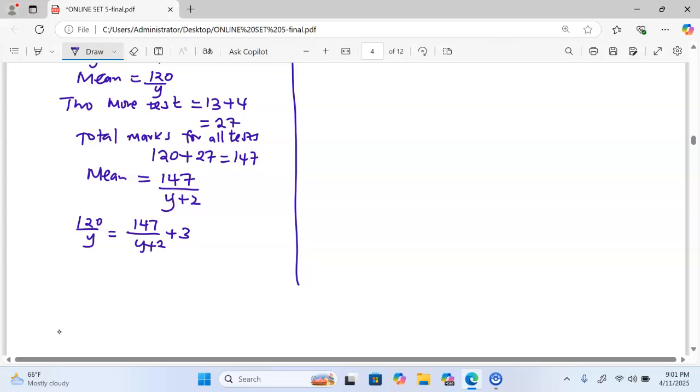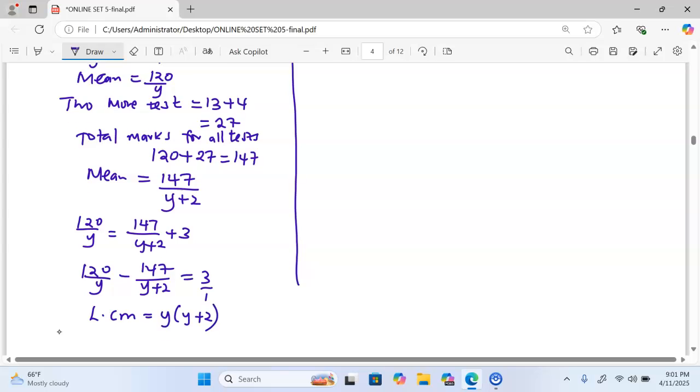To proceed, we are going to collect the like terms together by moving 147 divided by Y plus 2 to this other side, such that we have 120 divided by Y minus 147 divided by Y plus 2 being equal to 3. From here now we can get the LCM, and the LCM of y plus 2 and 1 will be simply y into y plus 2.